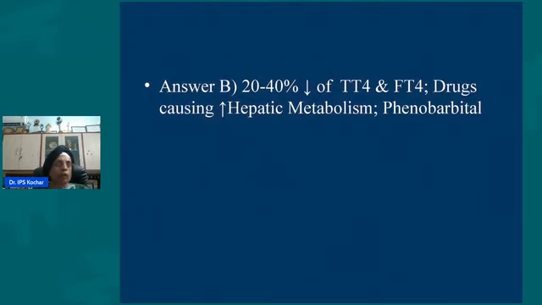A 20 to 40% decrease of T4 occurs because of drugs causing increased hepatic metabolism, like phenobarbital. There is an enzyme, cytochrome P450, which gets induced by phenobarbital and causes more metabolism of T4 and T3. So you get less T4, therefore more TSH. So this is basically a drug-induced hypothyroidism.